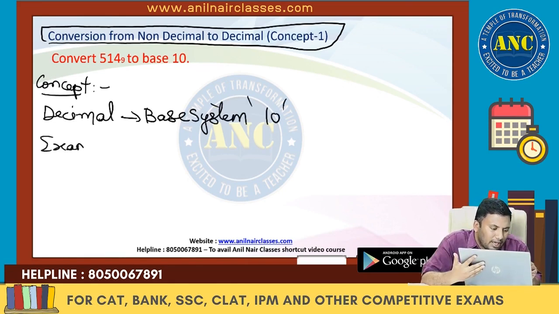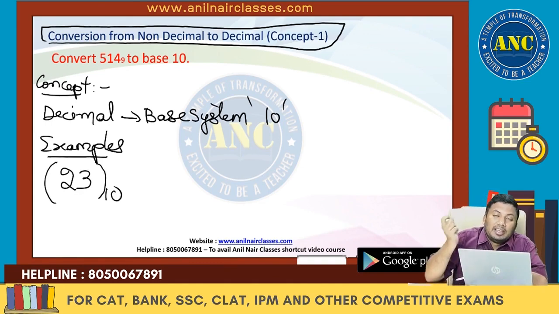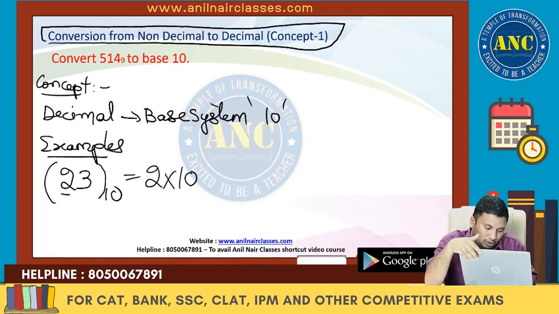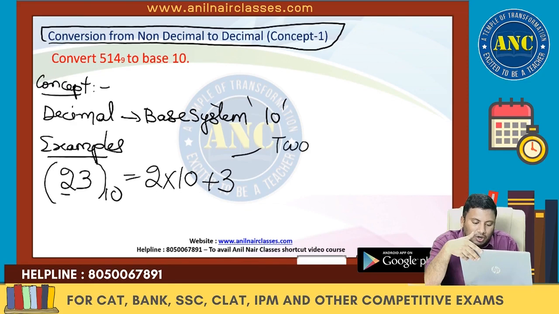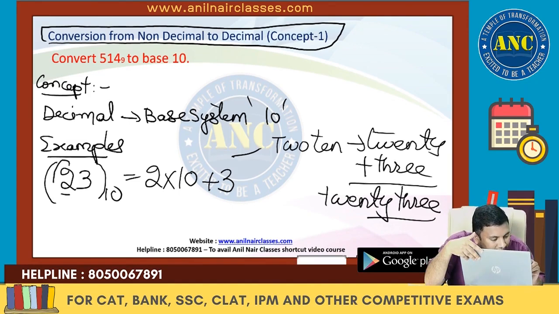I will take 2 examples. Suppose 2, 3 is there in base system 10. Even though it is 2, 3, we call it 23. Why do we call it 23? Because 2 is there in the tens place. 2 tens are 20, plus 3, 20 plus 3 is 23. That is the reason we call it 23. The value of 2 becomes 2 into 10, which is 20.